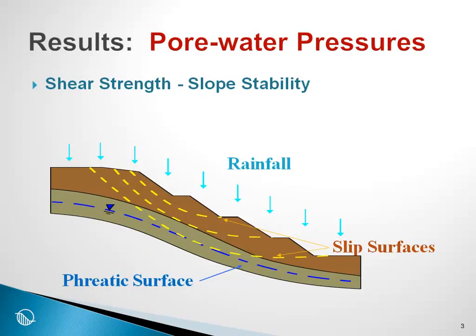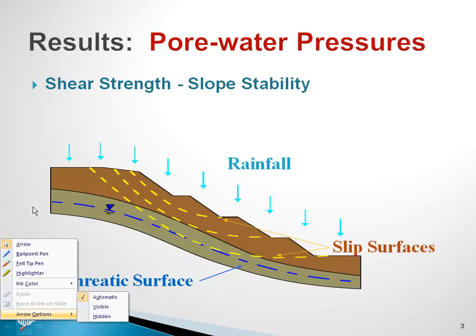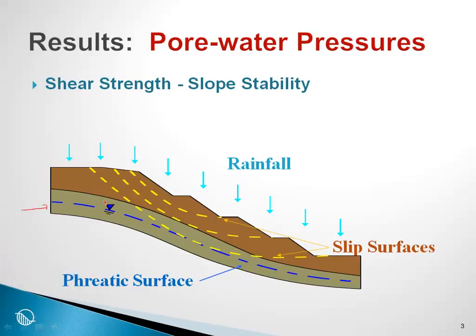Pore water pressures then. This is one of our primary interests. We want to know the distribution of the pore water pressures. Here we have an illustration of perhaps some infiltration of rainfall, and we have perhaps some regional groundwater flow, which produces a phreatic surface here. And we want to know the pore pressure distribution both in the saturated zone here and in the unsaturated zone.